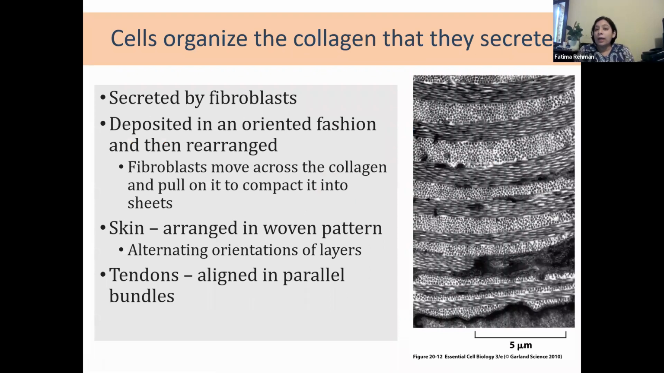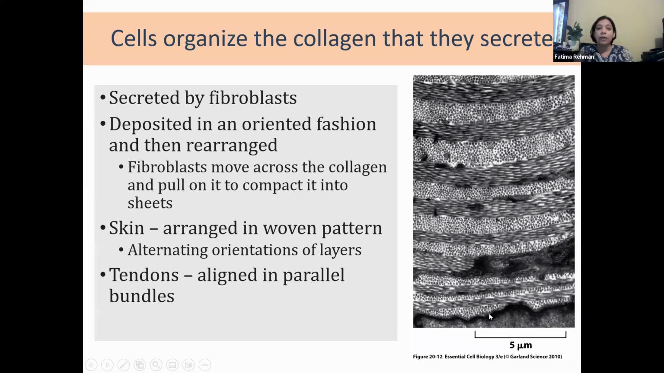The cells will organize this collagen that they secrete according to the tissue type that you're looking at and where you are. These are secreted by fibroblasts by and large, and they are deposited in a very organized fashion. Typically they are going to be oriented and then rearranged according to the needs of the cell. The fibroblast will move across the collagen and pull it into a very compact sheet. So if you make a cross section in that area, you should see bands of collagen interspersed with bands of other extracellular matrix.